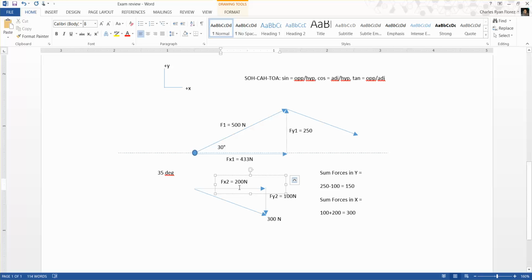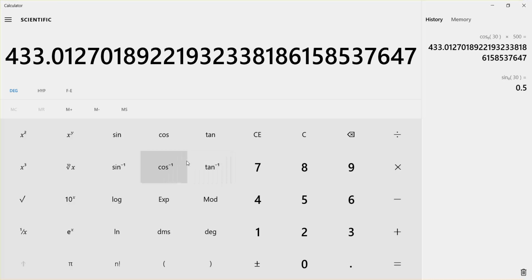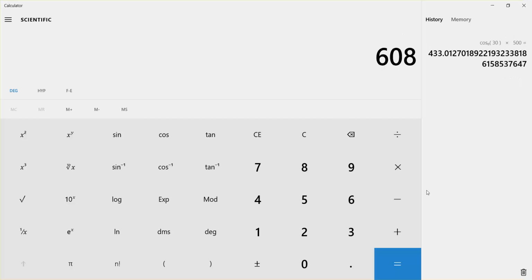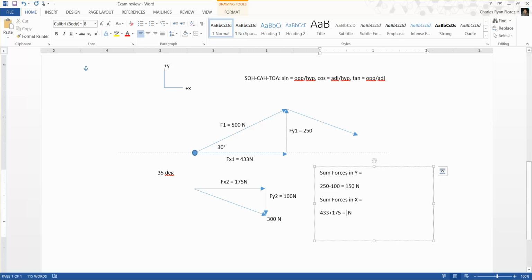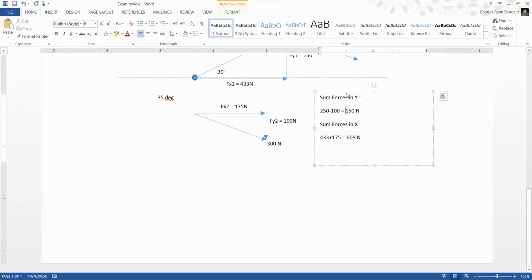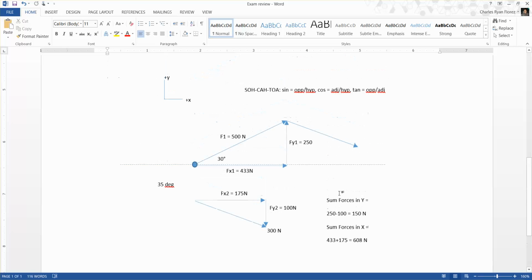Never mind. Let's say it's 175. I like that number. I'm just being lazy at this point. What you would have is, oh, sorry, that's not right. This is 433, right? Because we're taking f of x1 and adding it to f of x2, and that would be about 608 total. So from here, what we would do is redraw this.